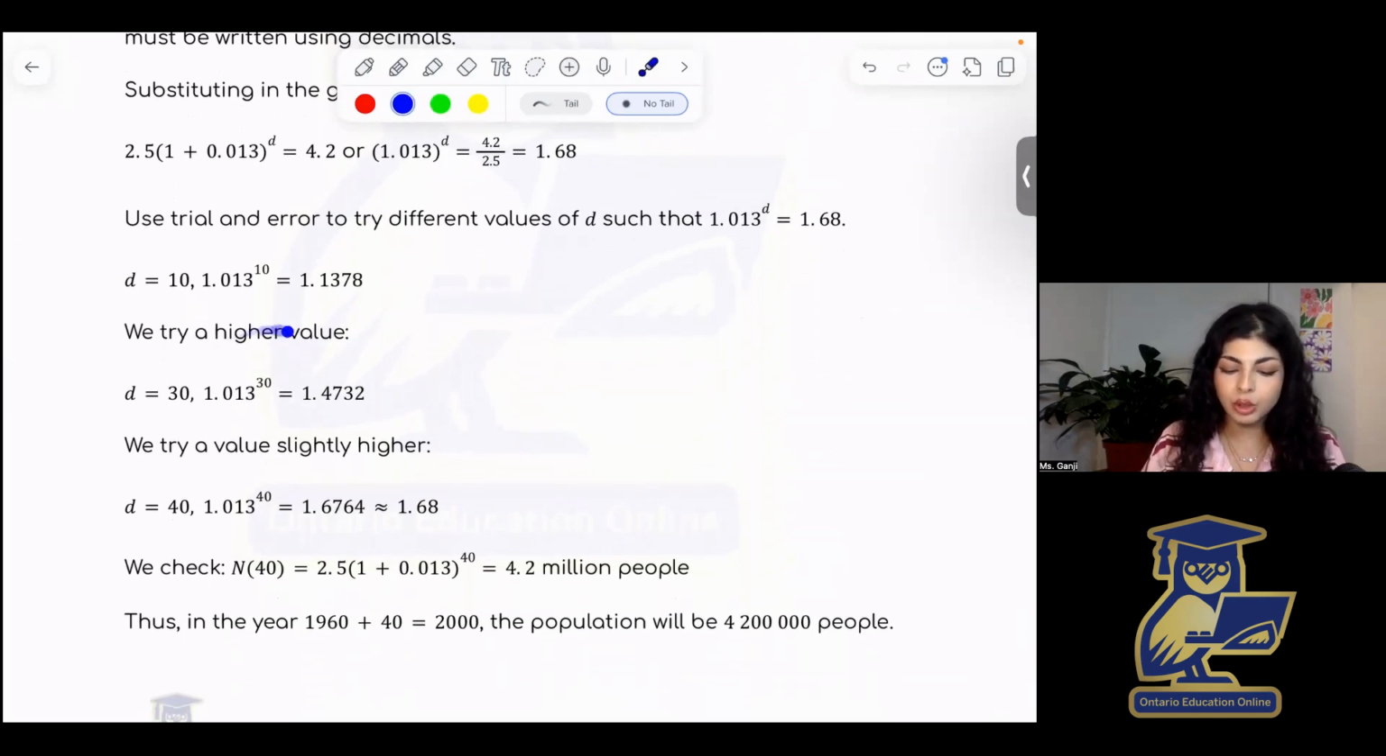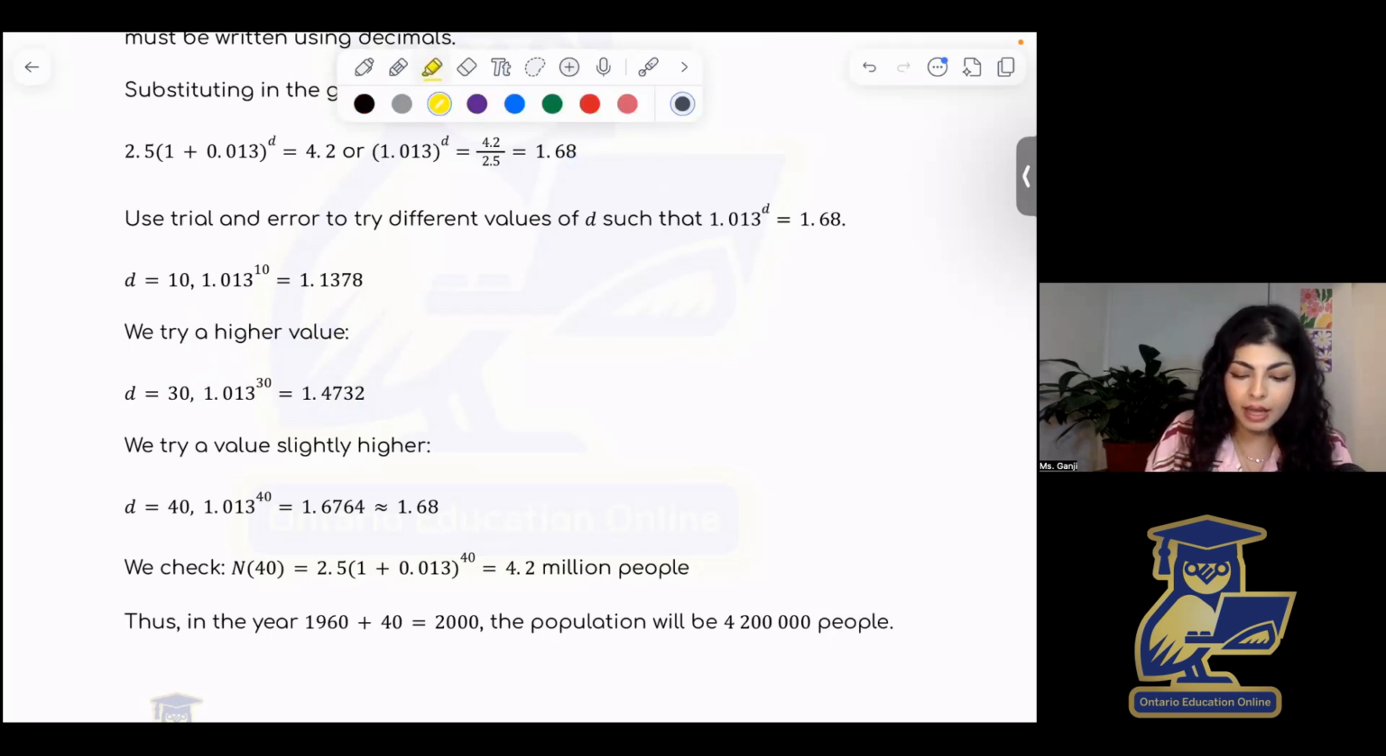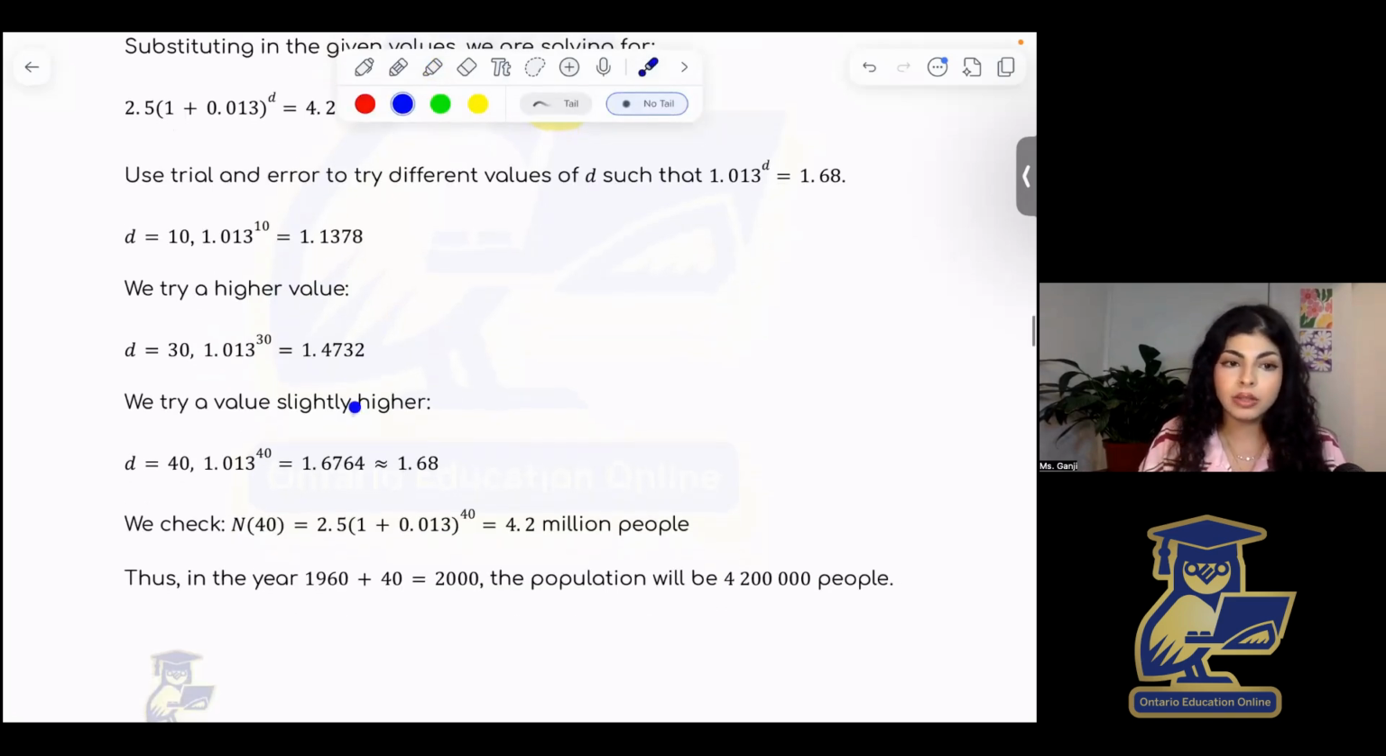So 10 didn't work, we try a higher value, and of course, because it was pretty far off, I jumped to 30 instead of trying 20, and then I got 1.4732, which is closer to 1.68. So keep in mind, this is what we're trying to get close to this time, but it's still not quite enough. So then I try a slightly higher value.